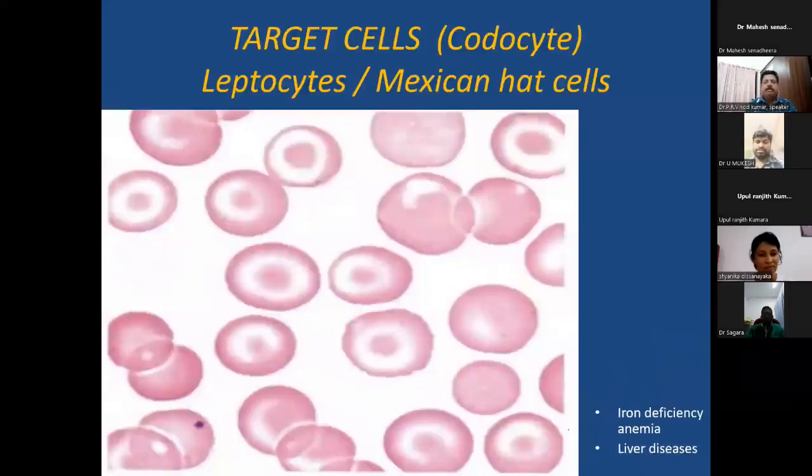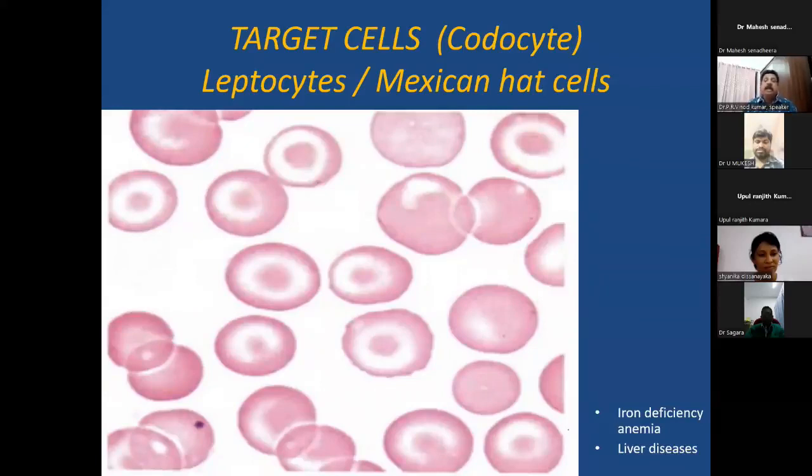Leptocytes or target cells or codocytes or Mexican hat cells. Again, Mexican hat. These are all anemic processes by which central pallor is lost, but a peripheral pallor we can see. And this is so classical to iron deficiency anemia. So if you see Mexican hat cells, in our clinical practice, is it possible always to estimate the iron and say it is iron deficiency anemia?